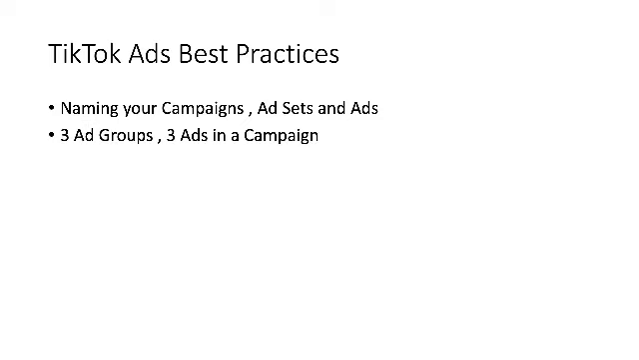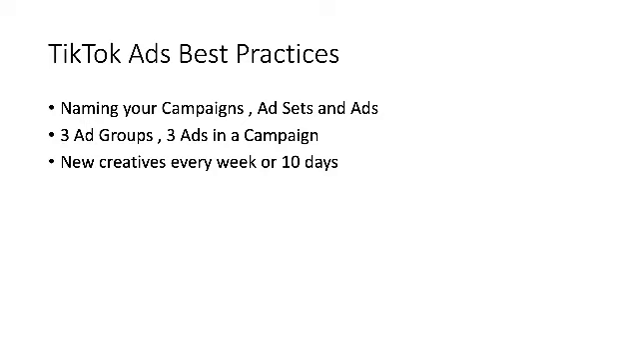Second one is ensure that whenever you create a new campaign, you have at least 3 ad groups and 3 ads in a campaign. What happens here is if you have only one ad group or one ad, you do not give TikTok enough room for testing. So you need to give more options to the algorithm so that they can find your audience better and test different options with the audience. So whatever option works best, you can use that one later on.